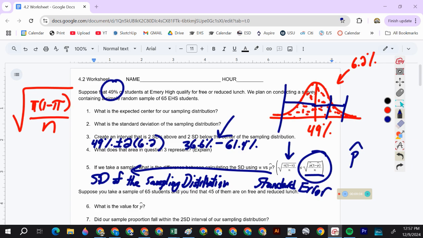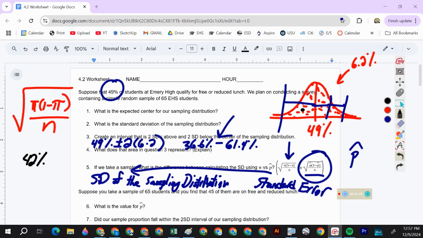So when you take a single sample, let's say this is your sample, you essentially have one number, a percentage. In that case, it could be like 42%. So you do a sample and you get 42% of your sample is on free or reduced lunch.